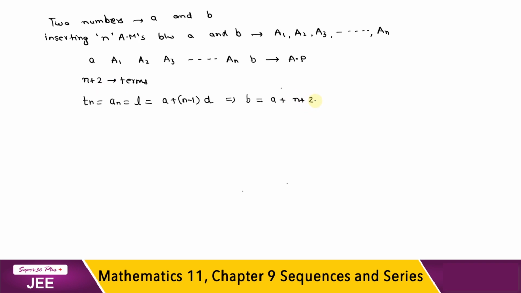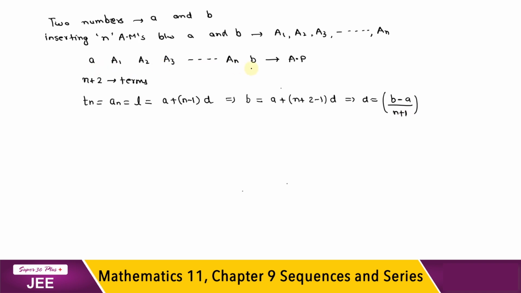So this becomes n plus 2 minus 1 times D. So from here we can have the value of D. The value of D, or the common difference, comes out to be (B minus A) whole divided by n plus 1. Alright, so now we are done with the common difference of this particular AP.